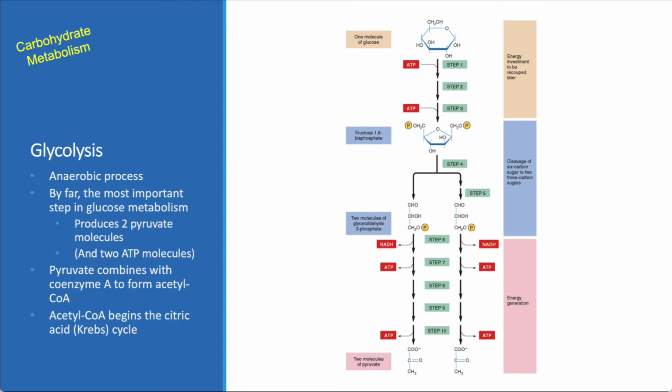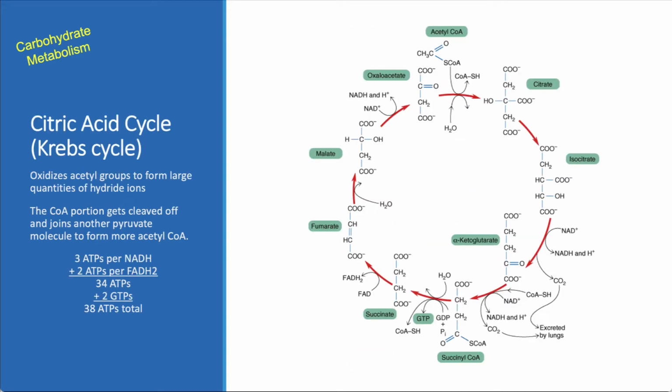But it enters into the Krebs cycle. The Krebs cycle then oxidizes these acetyl groups and forms a huge quantity of hydride ions. And at the end of this whole process, we end up with 38 ATPs for each pyruvate that enters the citric acid cycle. So that's a pretty good output, right? But what's required for this output? Don't ever forget that what we need for this output is oxygen, right?